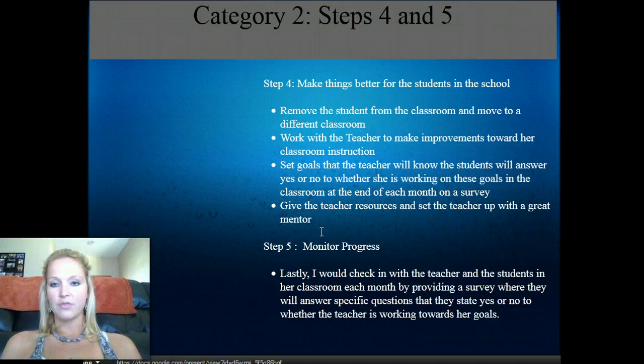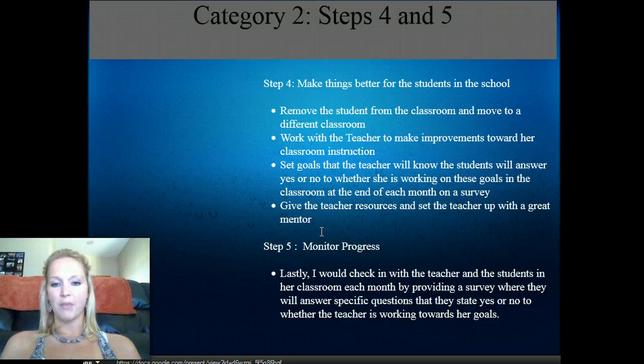Step 4, make things better for the students in the school. I would remove the student from the classroom and move to a different classroom. I think that student had a negative aspect towards the classroom, and it doesn't help the other students. I would work with the teacher to make improvements toward her classroom instruction. I would set goals that the students will answer yes or no to whether she is working on these goals in the classroom at the end of each month on a survey. That will hold her reliable. Give the teacher resources and set the teacher up with a great mentor.